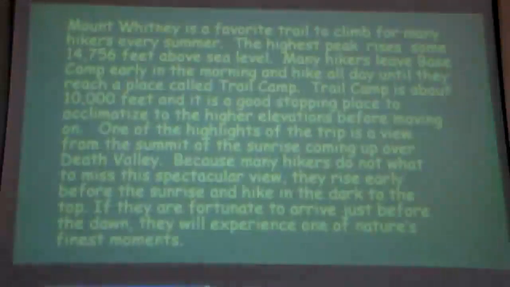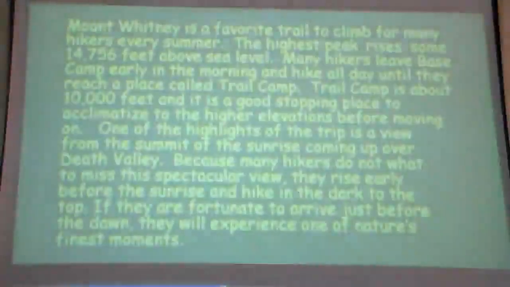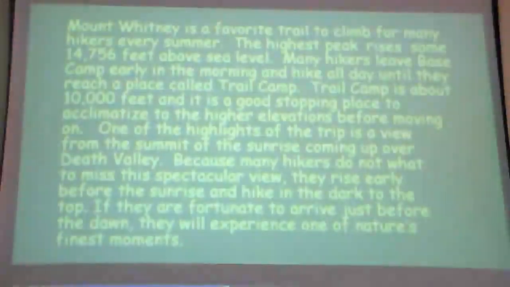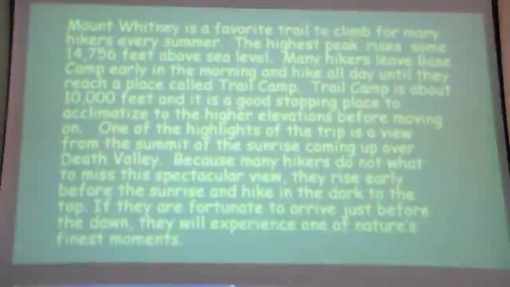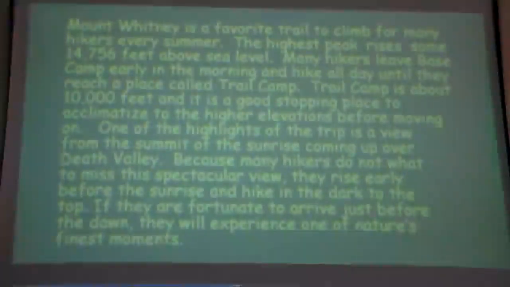Mount Whitney is a favorable trail to climb for many hikers every summer. The highest peak rises some 14,756 feet above sea level. Many hikers leave base camp early in the morning and hike all day until they reach a place called trail camp. Trail camp is about 10,000 feet, and it is a good stopping place to acclimatize to the higher elevations before moving on.